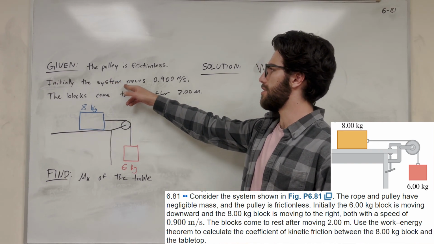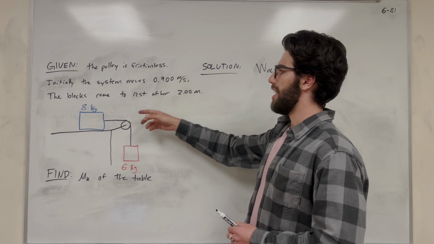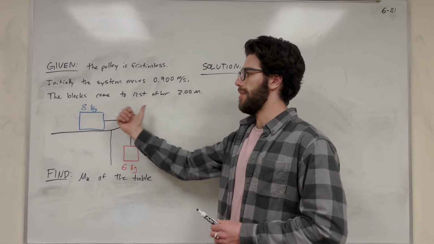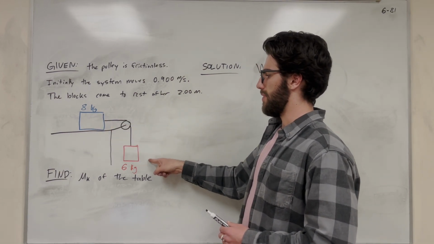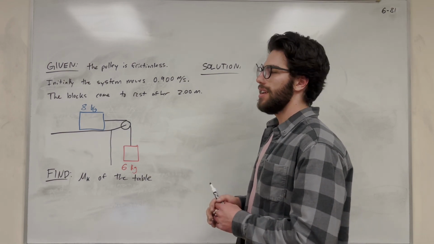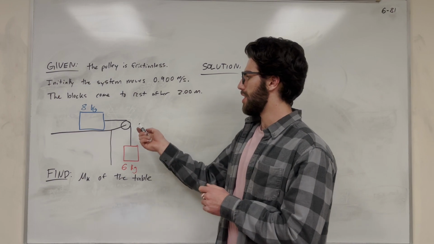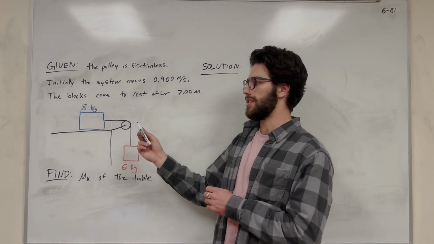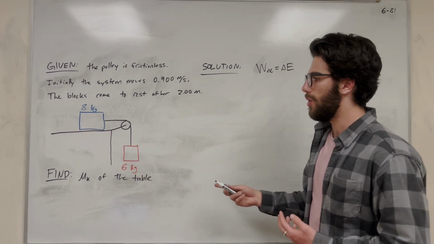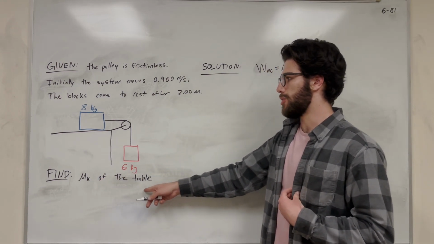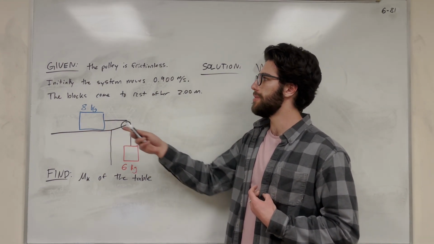Initially the system moves at 0.9 meters a second, right? So the block is moving right 0.9 meters a second, and this one's moving down 0.9 meters a second. Then we know that the blocks are going to come to rest after moving 2 meters. So this one's going to move down 2 meters and this one's going to move right 2 meters. Now we want to find the coefficient of kinetic friction between the table and this block here.